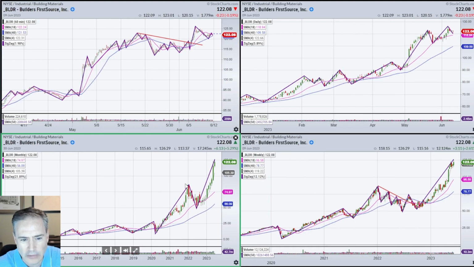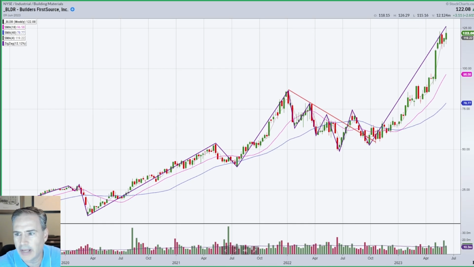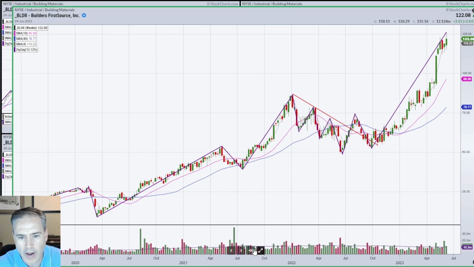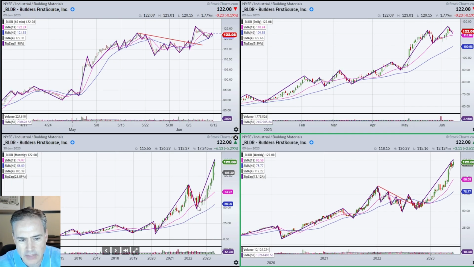All right, now when we look at this simple pullback on a monthly chart, look at what that is on a weekly. On the weekly, it made a move down, right? And then it made a lower high, a lower low, lower high, lower low. I mean, we're trending down on the weekly chart, while on the monthly, all we're doing is making a simple pullback to the rising moving average.